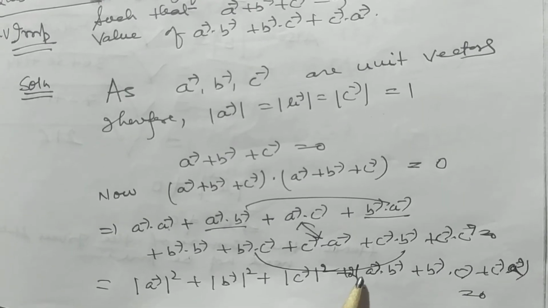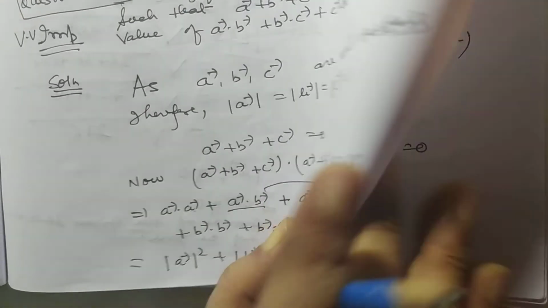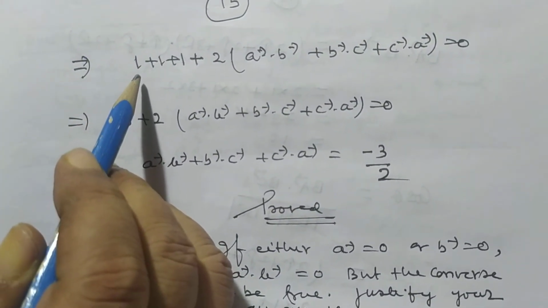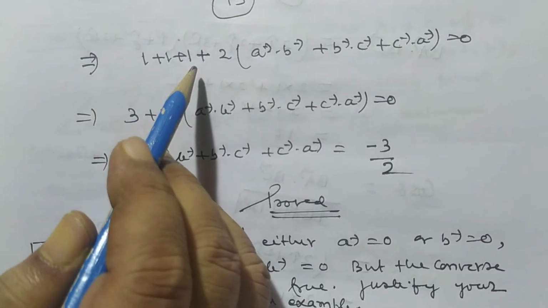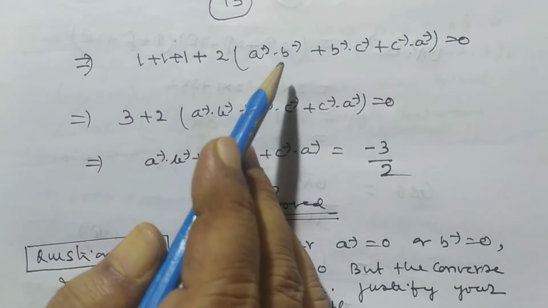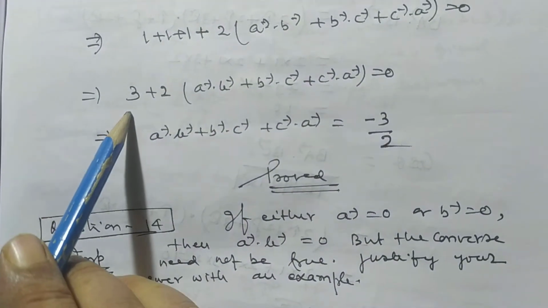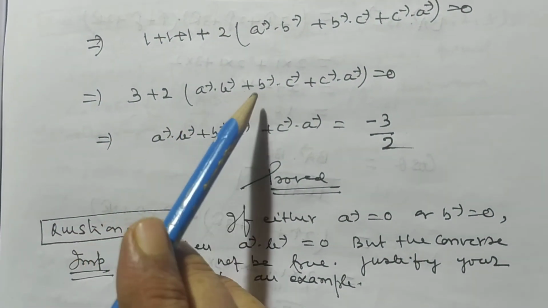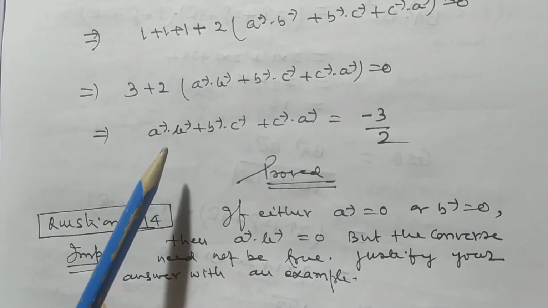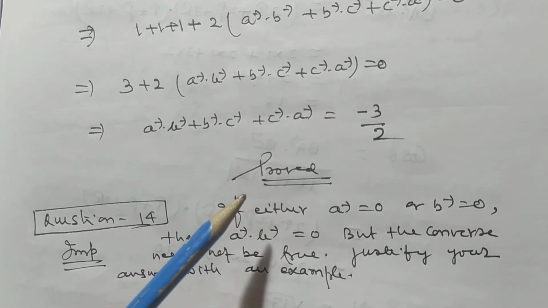Arranging, we have magnitude of A square plus magnitude of B square plus magnitude of C square plus 2 times vector A dot vector B plus vector B dot vector C plus vector C dot vector A is equal to 0. Here it is given that magnitude of vector A, magnitude of vector B, magnitude of vector C are unit. So 1 plus 1 plus 1, that is 3, plus 2 times vector A dot vector B plus vector B dot vector C plus vector C dot vector A is equal to 0. This implies vector A dot vector B plus vector B dot vector C plus vector C dot vector A is equal to minus 3 by 2.